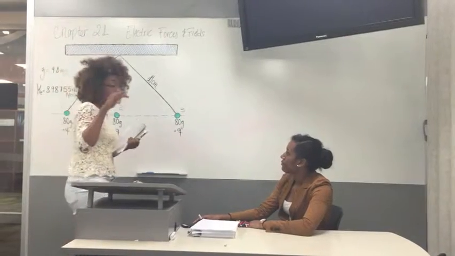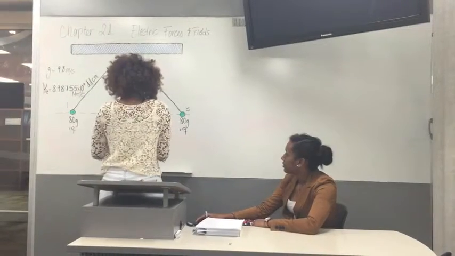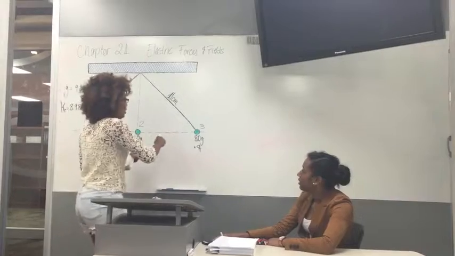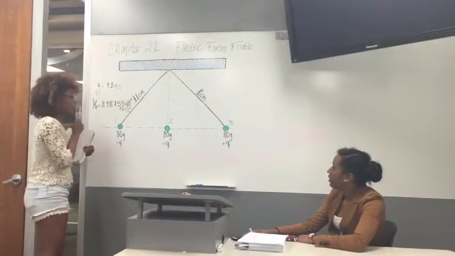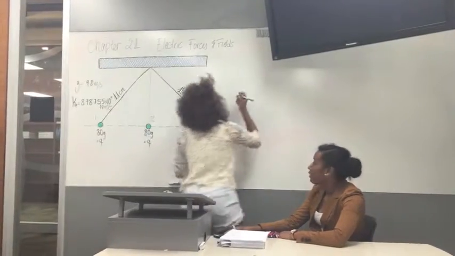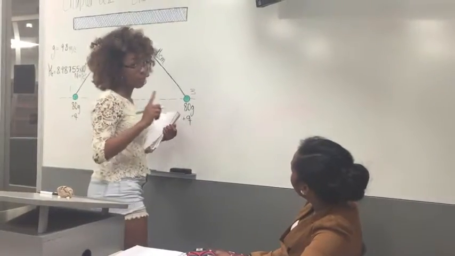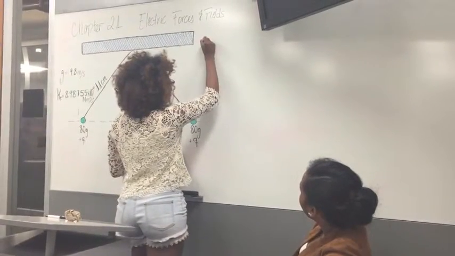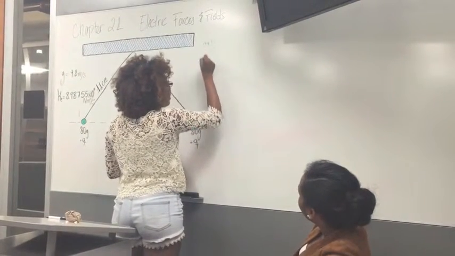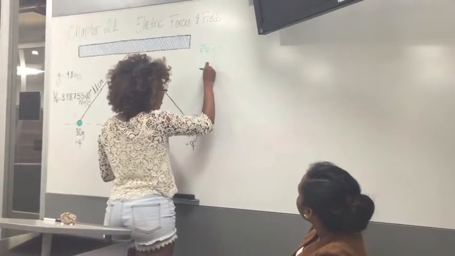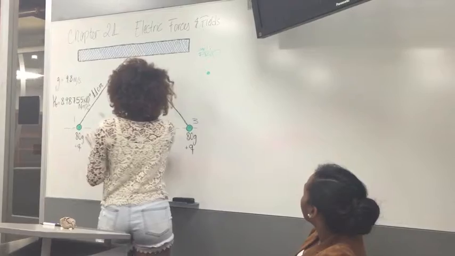Alright, so the next step would be to do a free body diagram of which charge you're going to choose. And for this one, I want to choose charge 1. Thank you, Victoria. So the first step would be to draw a free body diagram. So step 1. This is charge 1 because we're going to work with charge 1.